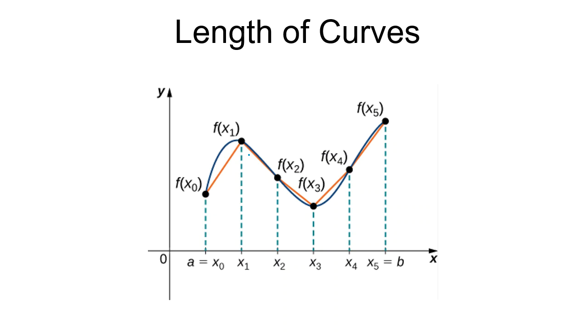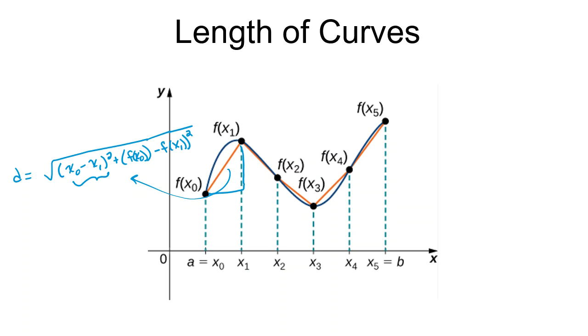Let's say I wanted to find this arc length right here. The distance formula would be the square root of the x value minus the x value squared, plus the y value, which is f of x sub 0, minus the other y value, which is f of x sub 1, quantity squared. It's basically the Pythagorean theorem. Now, what is x sub 0 minus x sub 1 in our partition? That is delta x. That distance is delta x. We're going to assume we have a partition of equal intervals, and these are all delta x.